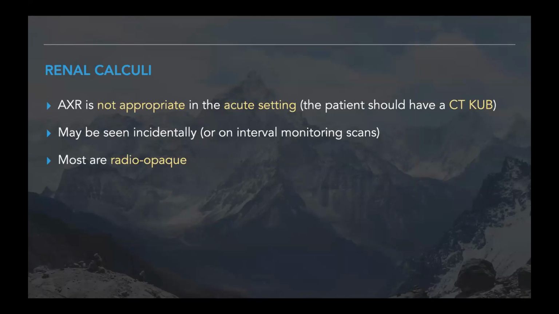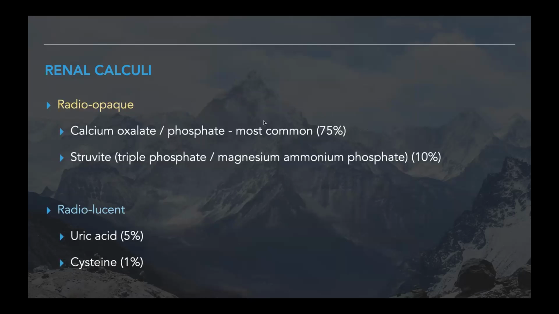Right. So remember, we said earlier that abdominal radiographs are not appropriate to use in the acute setting. For diagnosis, the patient should have a CT KUB, which is a non-contrast CT of the abdomen and pelvis. They might be seen incidentally or on interval monitoring scans. Sometimes urology requests them to monitor calculi. Most renal calculi are radio-opaque. The two most common types of calculi are calcium oxalate or phosphate, or struvite. Those make up the bulk of renal calculi, and those are radio-opaque. The radiolucent stones, uric acid and cysteine, are much less common.